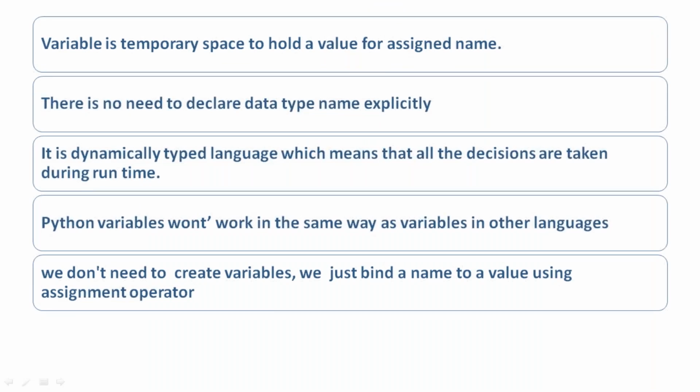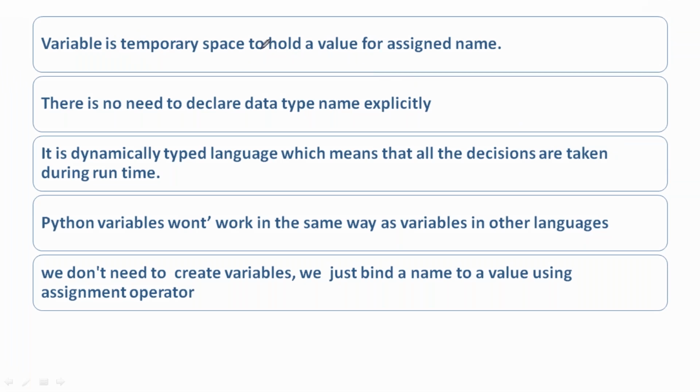First we need to understand what is a variable here. It's similar in every programming language in theory, but when it comes to declaration and practical use, it will be different here. Now, a variable is a temporary space to hold a value for an assigned name.